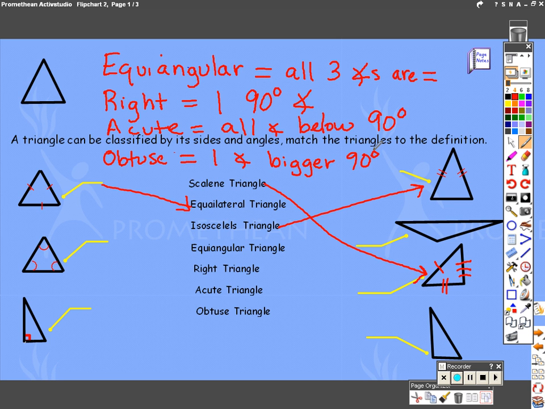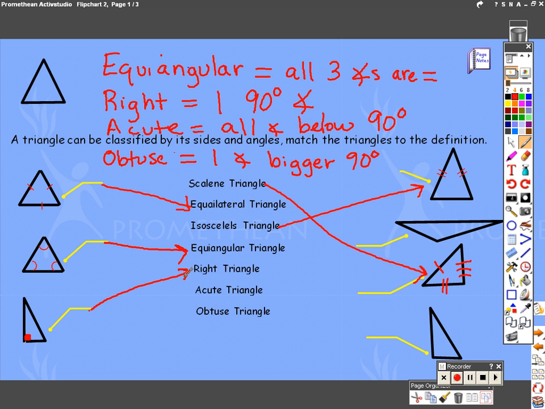So let's look at my pictures. Remember before I said this marking is on the angle. They each have the same marking. That means those three angles are the same. So that's going to be an equiangular triangle. Now hopefully you've seen this before. This square in the corner means that it's a right angle. Because I have one angle that's 90 degrees, it's going to be a right triangle.